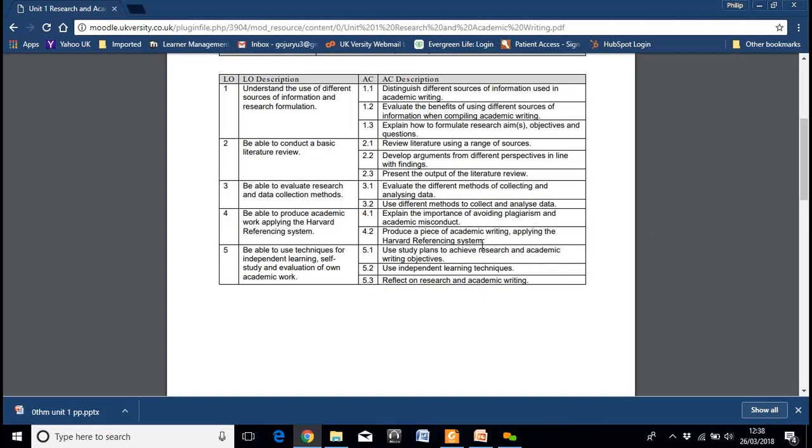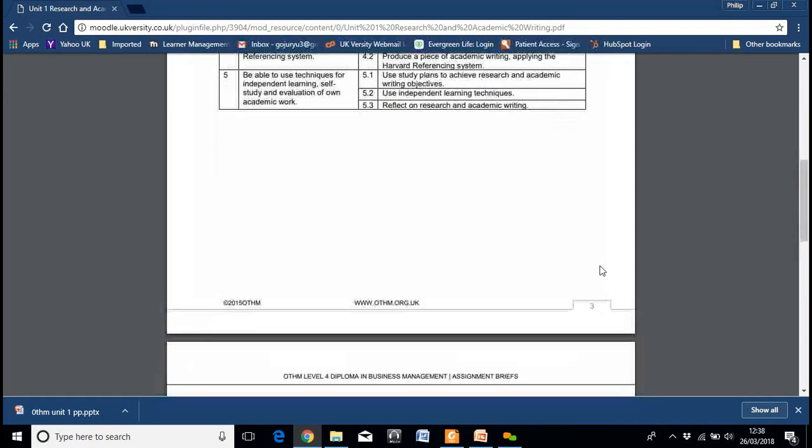Again, produce a piece of academic writing applying the Harvard referencing system. Use study plans to achieve research and academic writing objectives. Use independent learning techniques. Now, a lot of that is done via using other sources besides the ones that have been indicated.